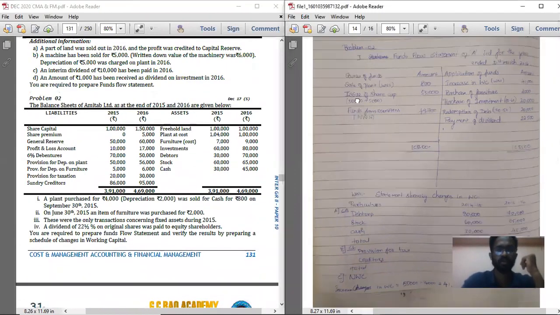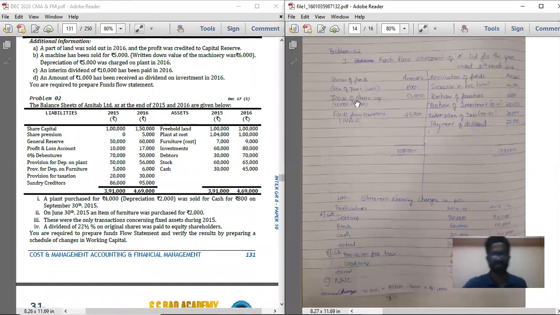So, moving on to problem number 2, same sums, same concept. Actually, the fund flow statement is very rare in the exam. If they do ask, they'll ask easy sums, like this problem number 2. There is nothing to confuse in this problem. Only if you get confused yourself will you lose marks in this chapter, or else you can easily score the entire marks from this chapter.